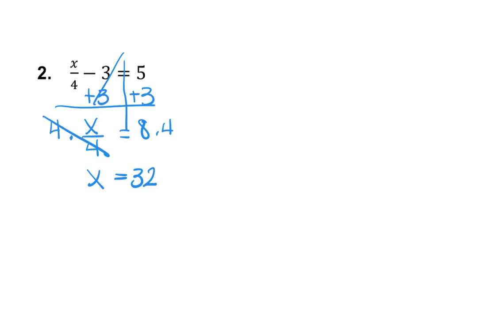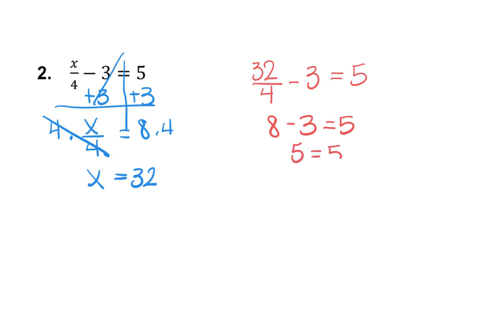All right, so let's go ahead and check our answer. So we're saying that x is 32, so we're going to plug in the 32 for x. So we'll have 32 divided by 4 minus 3, and is that equal to 5? Well, 32 divided by 4 is 8, and 8 minus 3 is equal to 5. And so once we plug that in, we know that we have the correct answer.